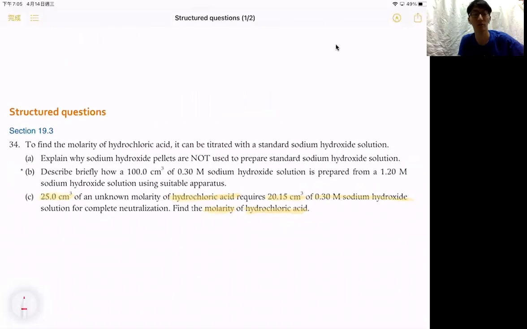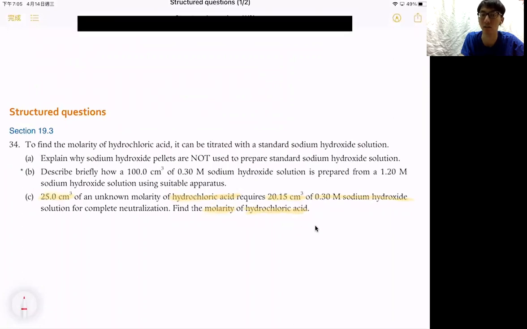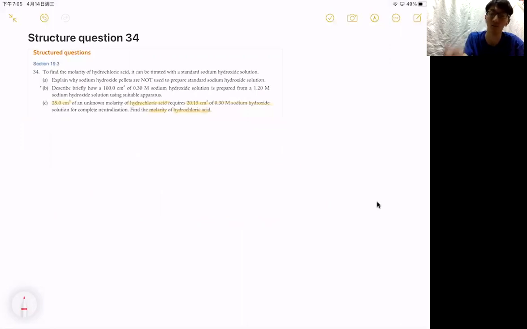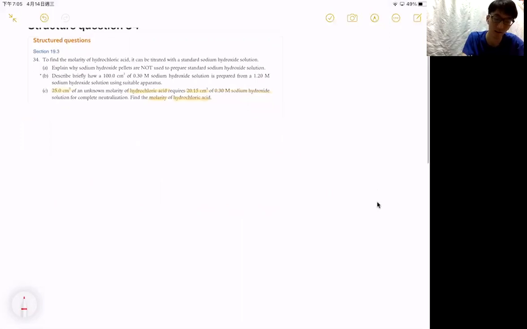So for this question, you are asked to calculate the molarity of hydrochloric acid. We have 25 cm³ of the hydrochloric acid, and it requires 20.15 cm³ of 0.3 M sodium hydroxide to do the titration. So how can we use the information provided in the question to calculate the molarity of hydrochloric acid?